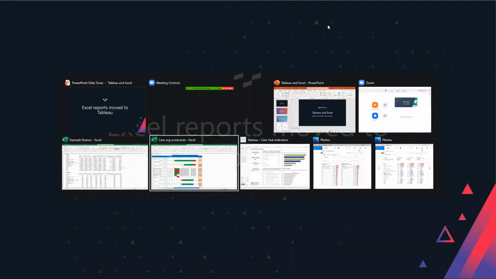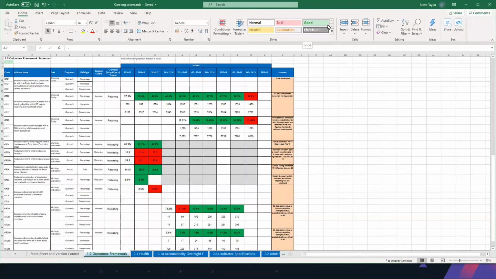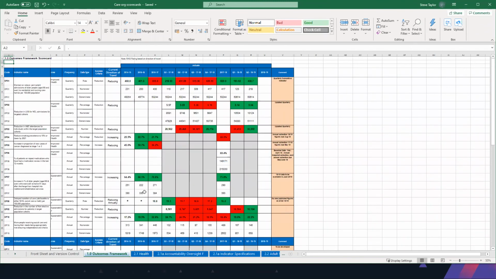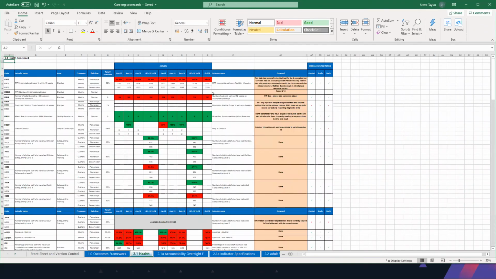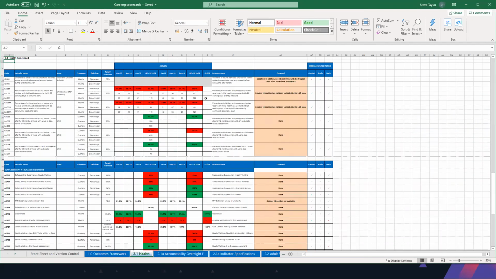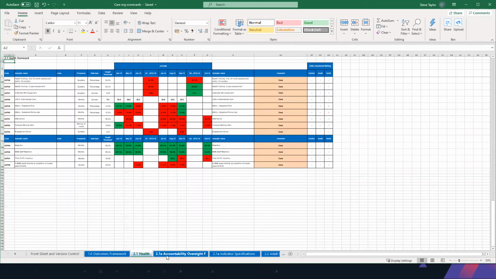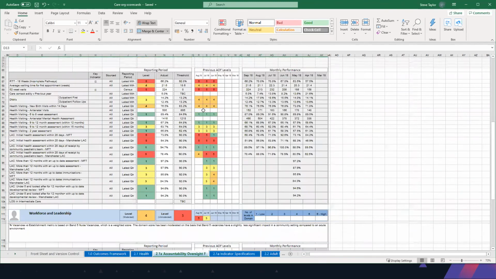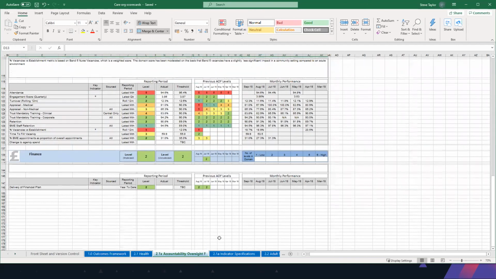In that scenario, you may have something like this, where we've got our performance for the last few months, grouped into different frameworks. So lots of different frameworks, lots of different indicators, and in this meeting we want to meet as many of these targets as possible. We want to improve the outcomes for the people we're serving.